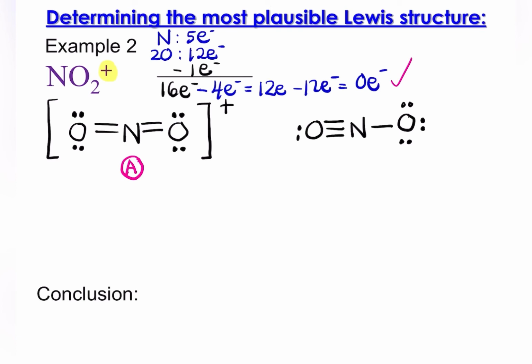So, ini adalah another structure for NO2+. Dan jangan lupa untuk letak square bracket dan charge positive. So, we can label this structure as structure B. And now, from here, we are going to calculate. So, let's calculate for the first structure first.